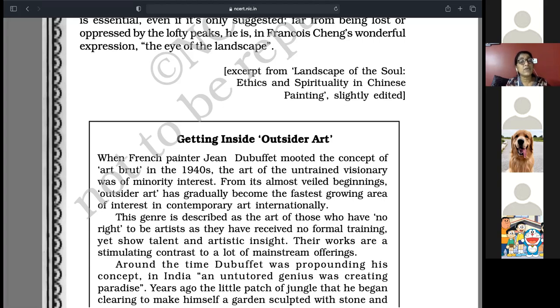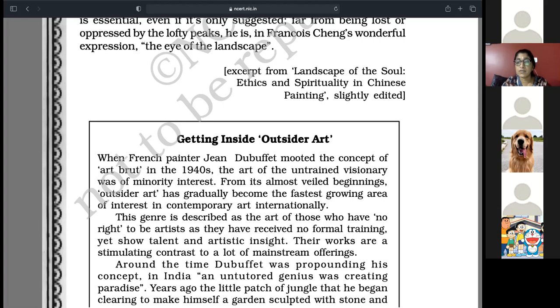Outsider art has gradually become the fastest growing area of interest in contemporary art internationally. But आज की डे में this outsider art या art brut means दोनों का meaning same है. Outsider art का मतलब होता है a person who is not an artist, a person who hasn't got any formal training, yet now it is becoming a contemporary art. In our country also there are so many artists, they come along.